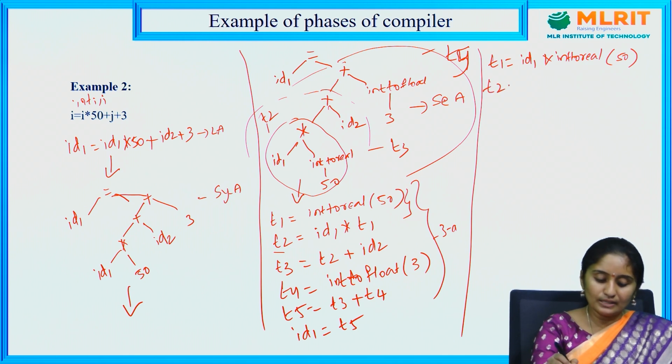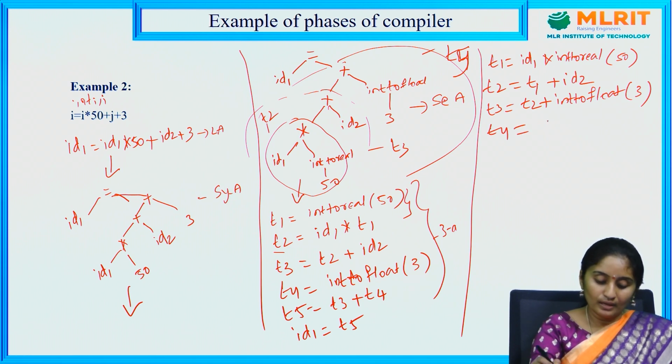The next one is T2 equal to T1 plus ID2. Next, T3 is equal to T2 plus int to float of 3. And next, T4 is equal to the whole thing, T2 plus T3, and it is stored.